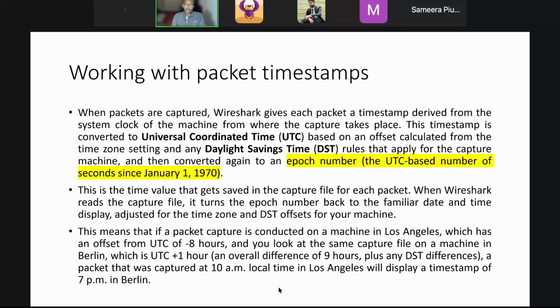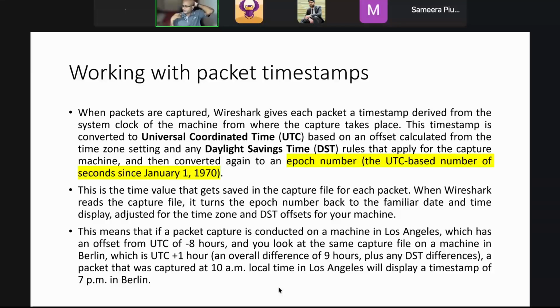Similarly, there can be daylight saving changes. Those are configured on your machines. That is again considered here. So those rules will be applied by Wireshark. The rules that apply for the capture machine are then converted again to another time. That is the reference time.